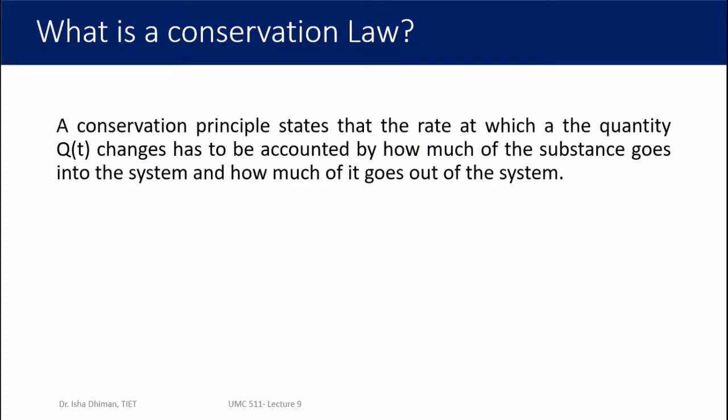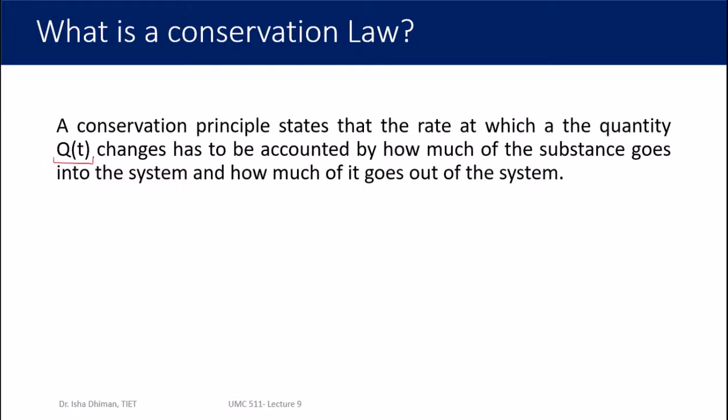In general, now I'll tell you how to write the general equation of a conservation law. It's an alternate way of writing a conservation law, or you can say a mathematical way of writing the conservation principle. A conservation principle states that the rate at which the quantity, the general notation being q, changes has to be accounted for by how much of the substance goes into the system and how much of it goes out of the system. So it makes sense.